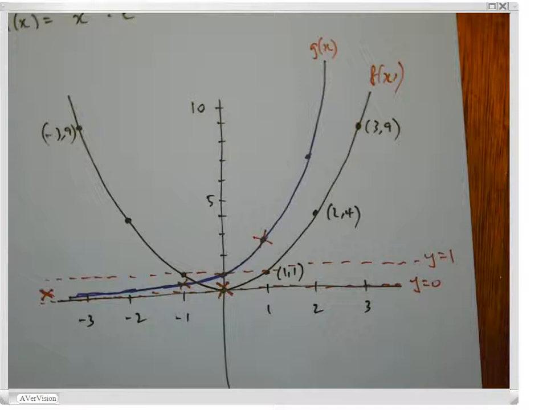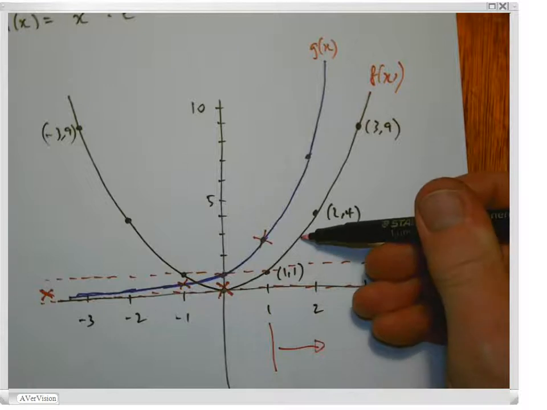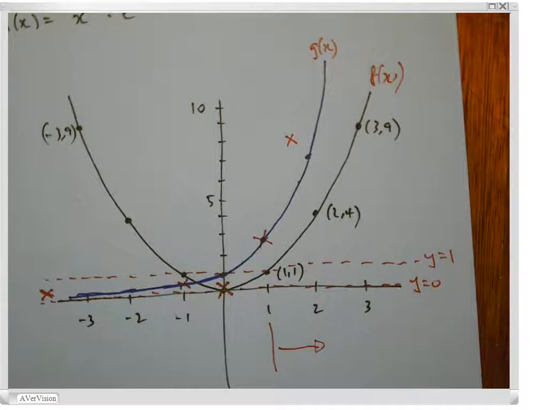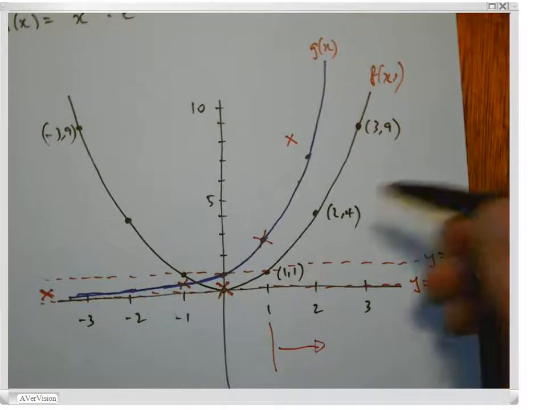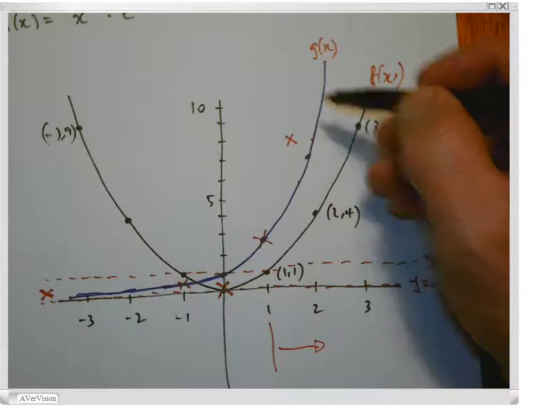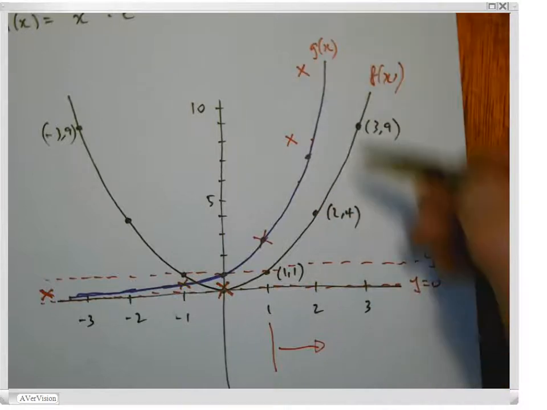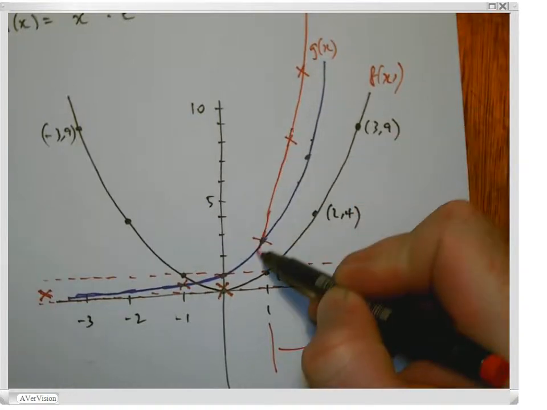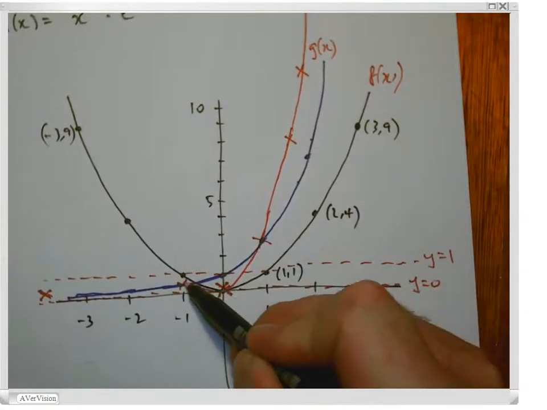Now, anything to the right of x equals 1, I've got a number bigger than 1 times a number bigger than 1, which is going to give me a number much larger than those two numbers together. A number bigger than 1 times a number bigger than 1 is going to give me a larger number again. So I have a curve that is looking like this so far.